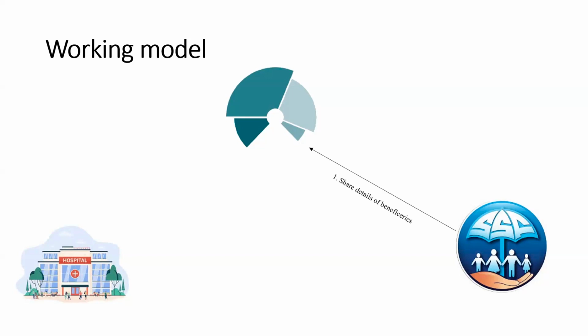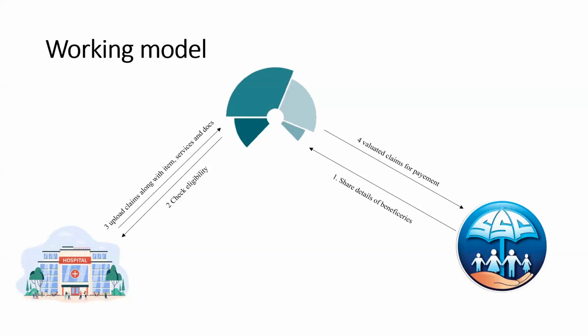First of all, OpenEMIS shares the details of beneficiaries. Here, the beneficiaries are the contributors. With the help of those details, the hospital can check the eligibility of any patient or contributor. If the patient is eligible for any medical, accident, or critical illness benefit, then they can upload claims along with the items, services, and supporting documents. Then those claims are reviewed by our review team in OpenEMIS, and if they are valid, they will be evaluated and proceed to SOSIS for payment.